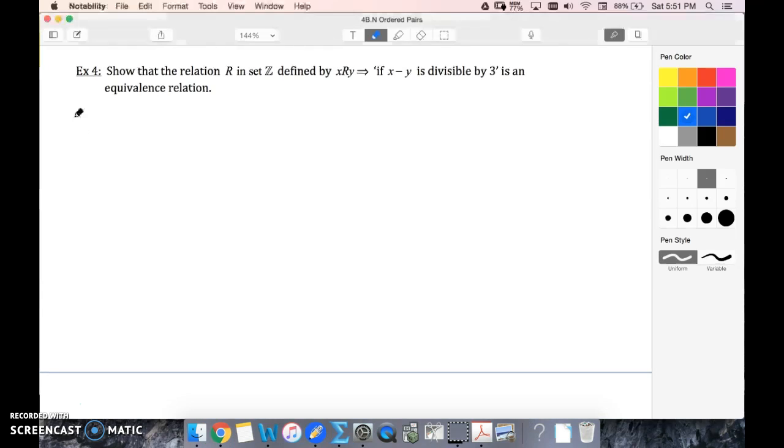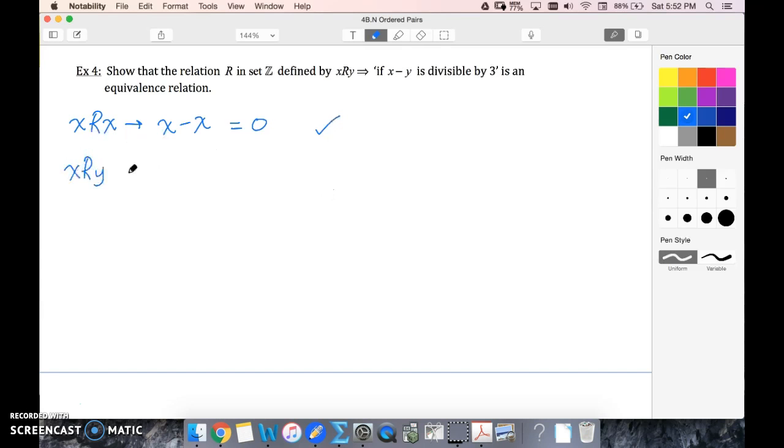So let's start with looking at x related to x. This is going to imply that x minus x is divisible by 3. Of course, x minus x is equal to 0. 0 is divisible by 3, so that is true.